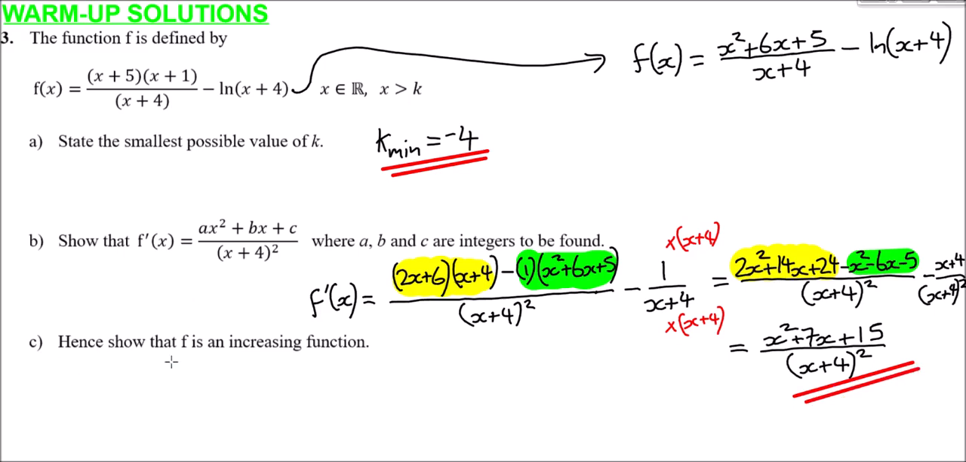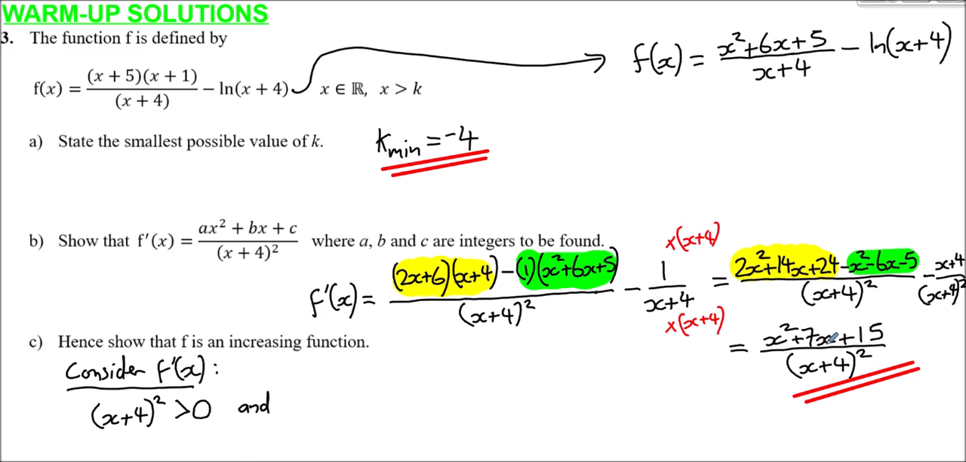Part C, I have to show that f is an increasing function. Well, increasing means the gradient is always positive. It's always going upwards. So I've got f dashed of x. So consider f dashed of x. So x plus 4 squared is always going to be greater than 0, considering this restriction upon x which we've placed.